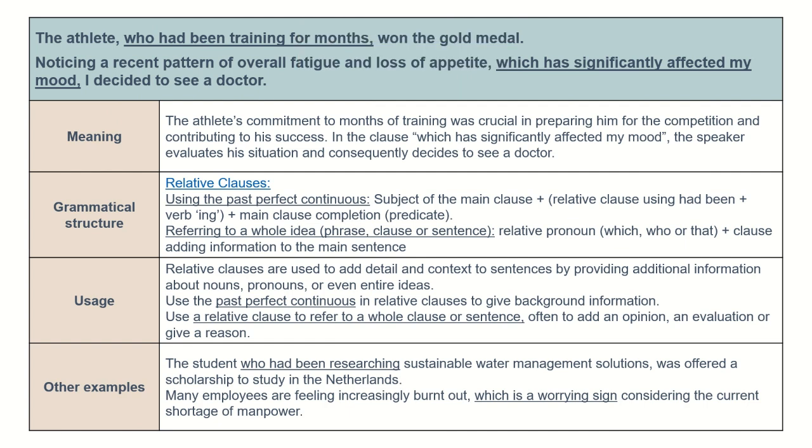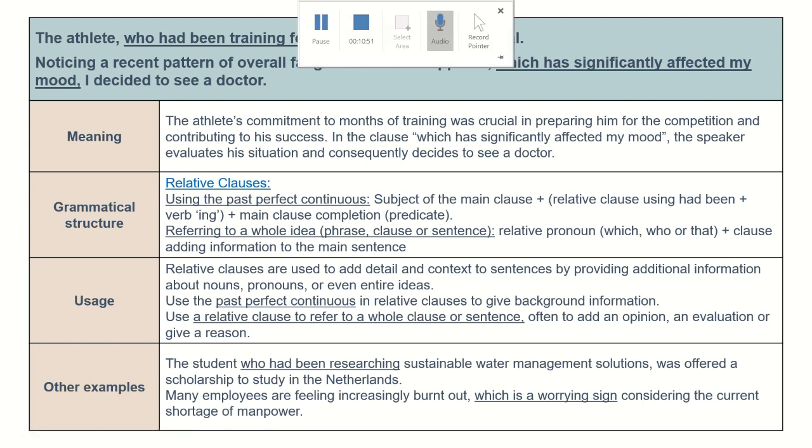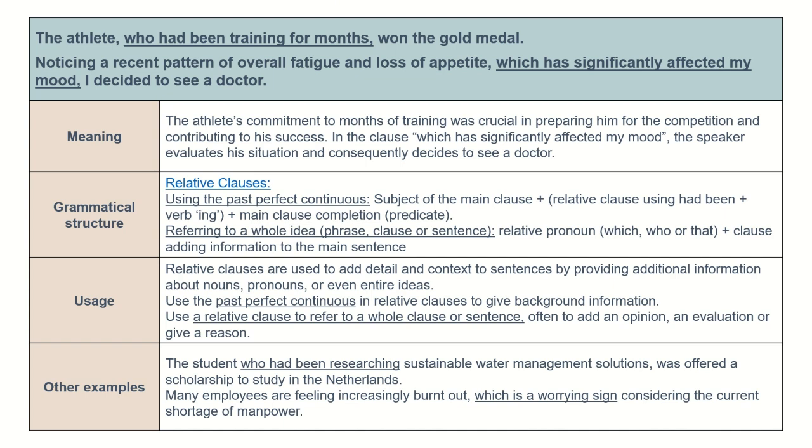Okay, here we have the second topic, which talks about relative clauses. Look at these examples. The athlete who had been training for months won the gold medal. Noticing a recent pattern of overall fatigue and loss of appetite, which has significantly affected my mood, I decided to see a doctor. So here I have this part of the sentence: who had been training for months.